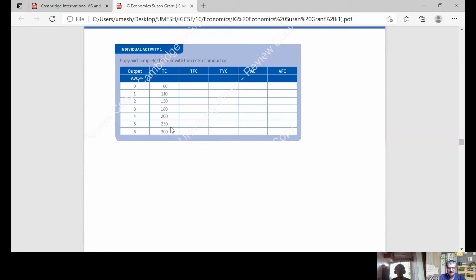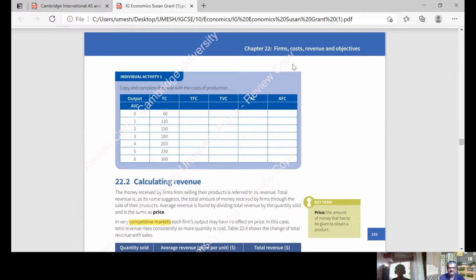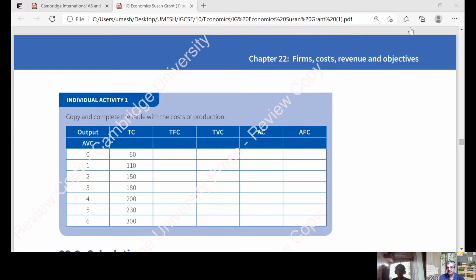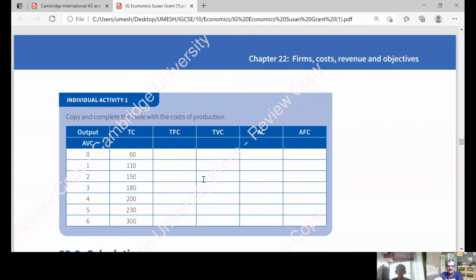Okay. I got it. Now I'm going to share the screen with you in which you have understood what is total fixed cost and total variable cost, right? Now output is also given. Now can you find out total fixed cost and total variable cost?